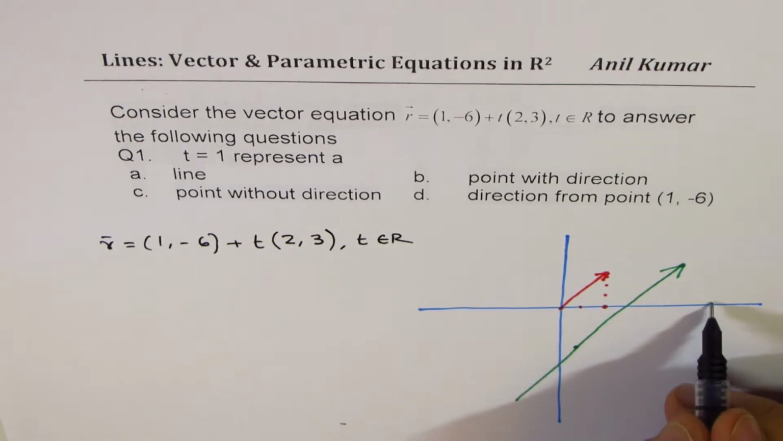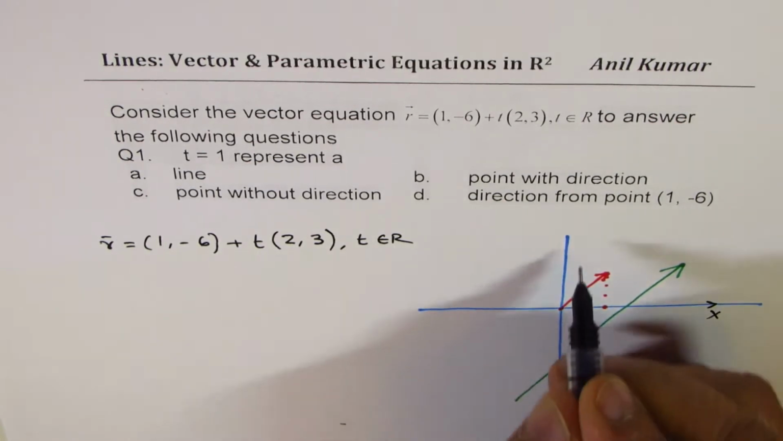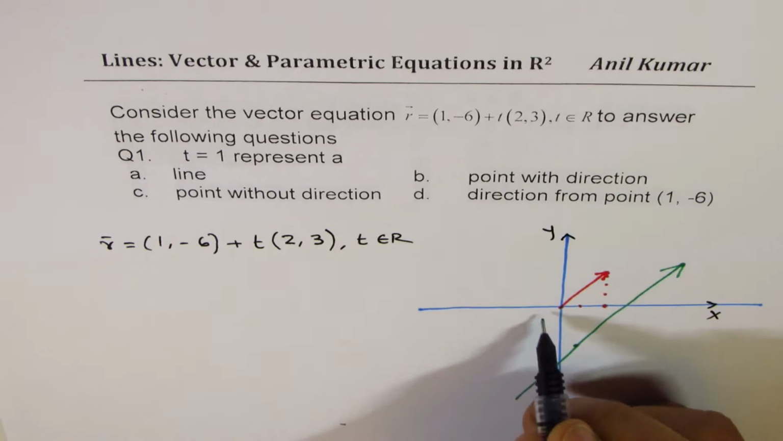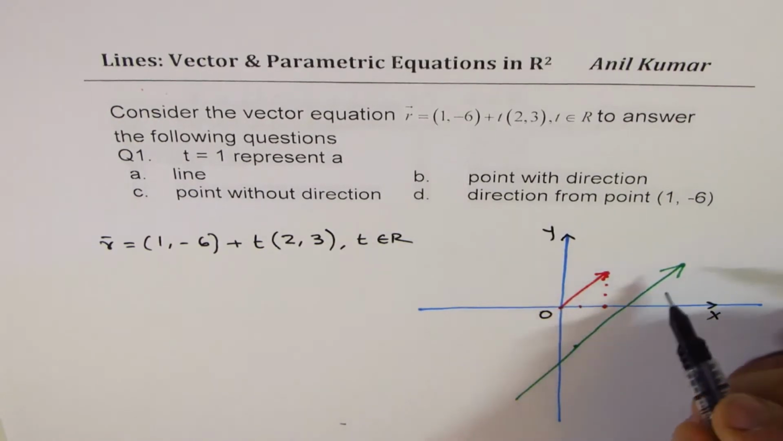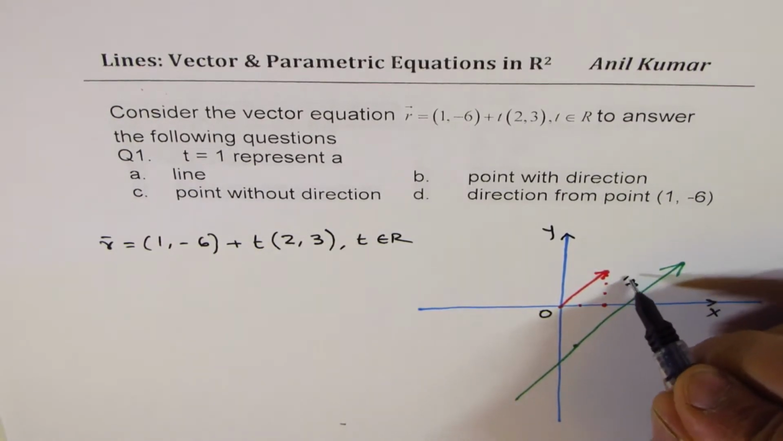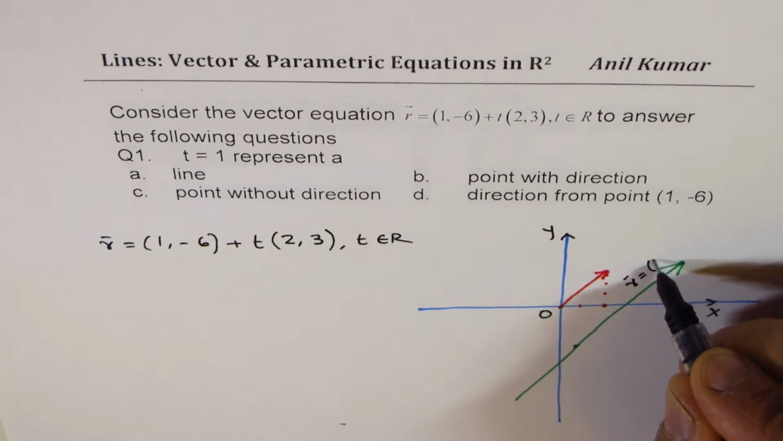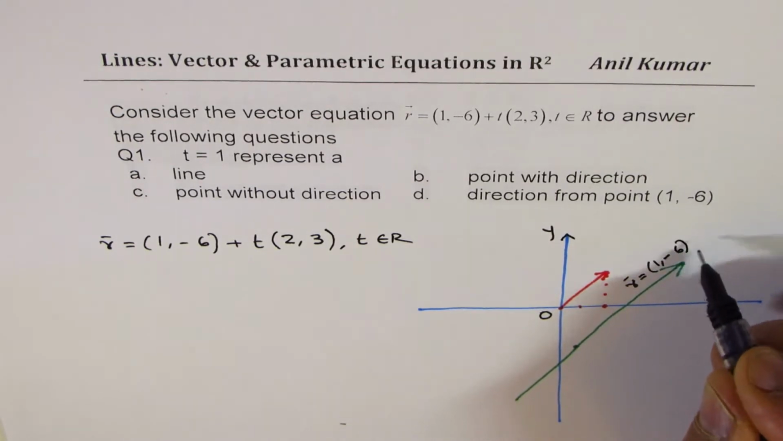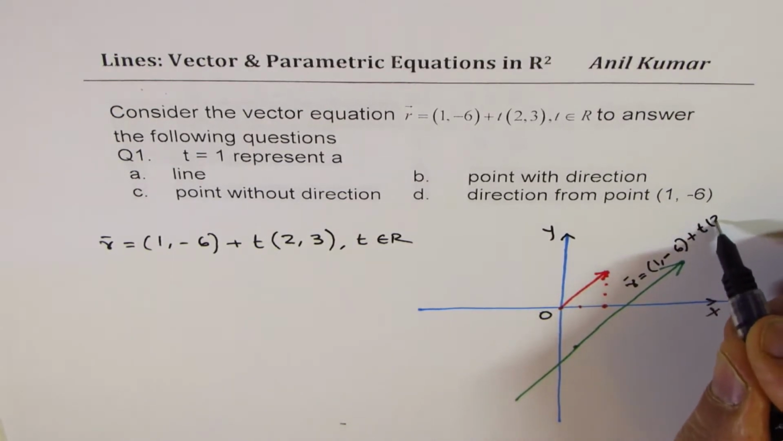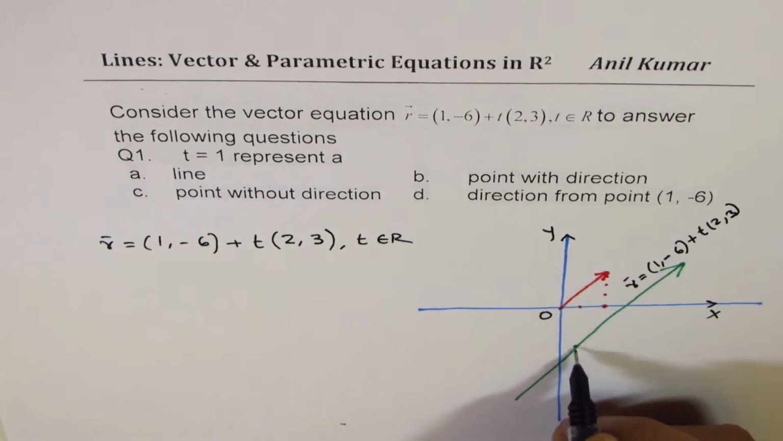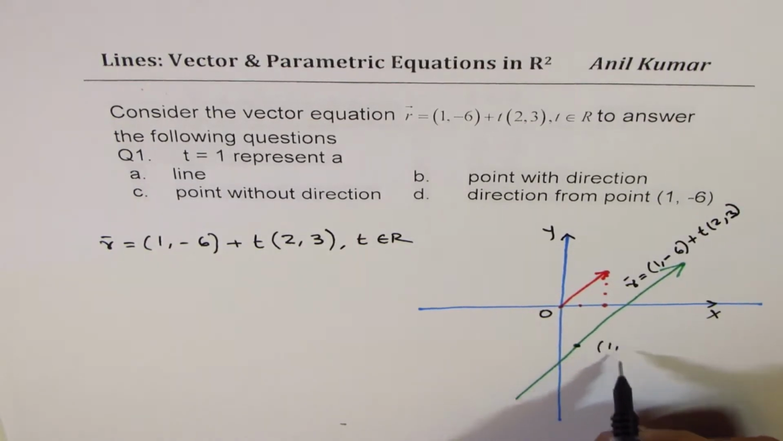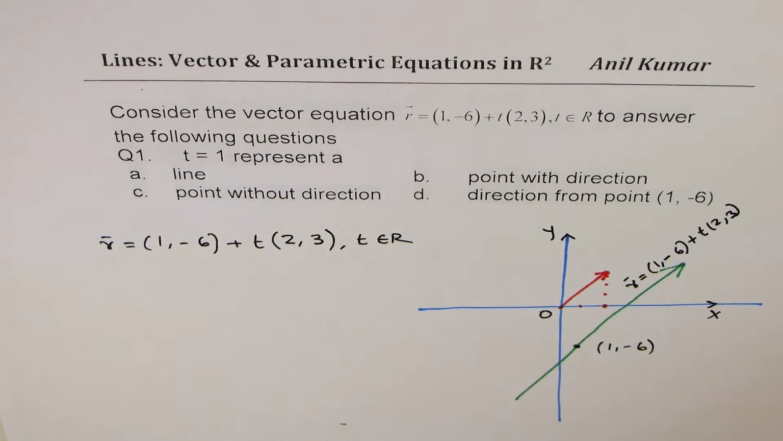Is that clear? I hope this concept is clear to you. So that's our xy plane. This is origin, and that's the line r equals (1, -6) plus t times (2, 3). And this point here is (1, -6). Is that clear to you?